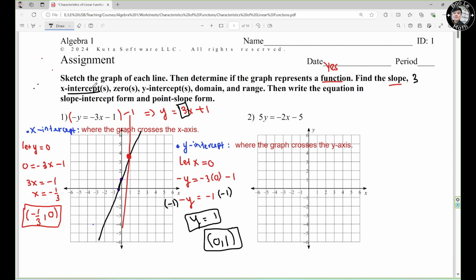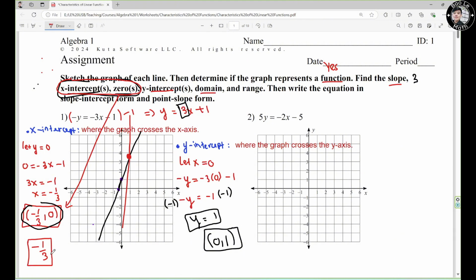Now next one, we need to find the x-intercept. The x-intercept, we already got it right here, so we don't need to find it. The 0 is another name for the x-intercept, so these are the same thing. When they talk about the 0, they mean the x-intercept. So you can write negative 1/3 like this. This is the 0, negative 1/3, because y equal to 0. Now next one, the y-intercept, we got it right here, which means (0, 1).